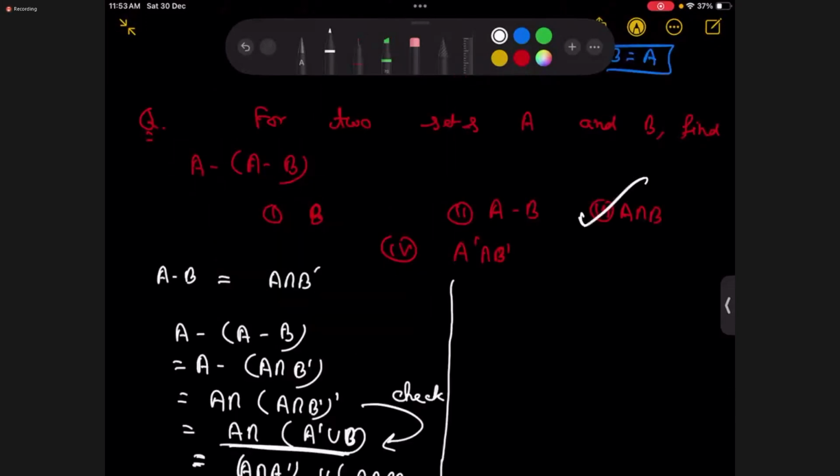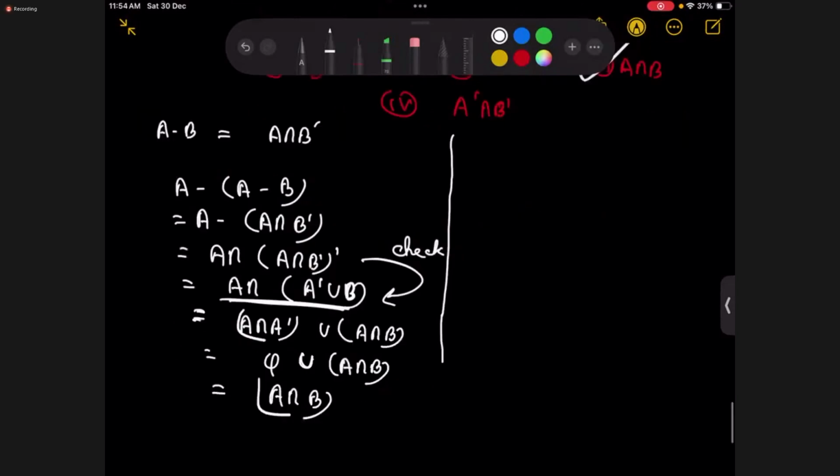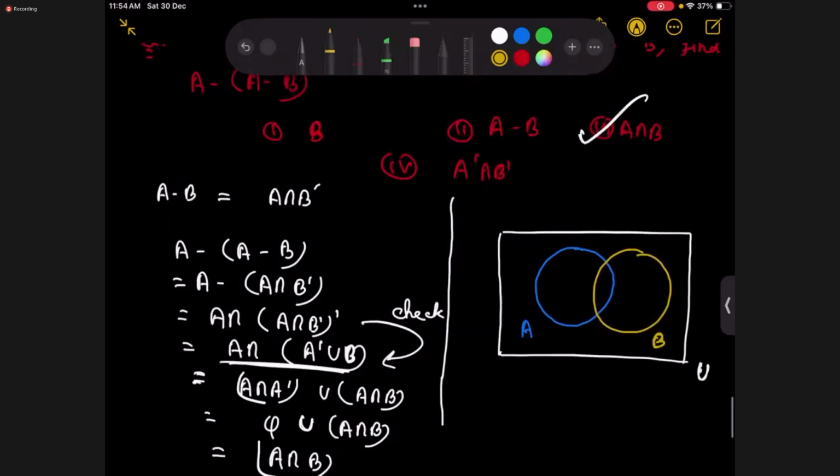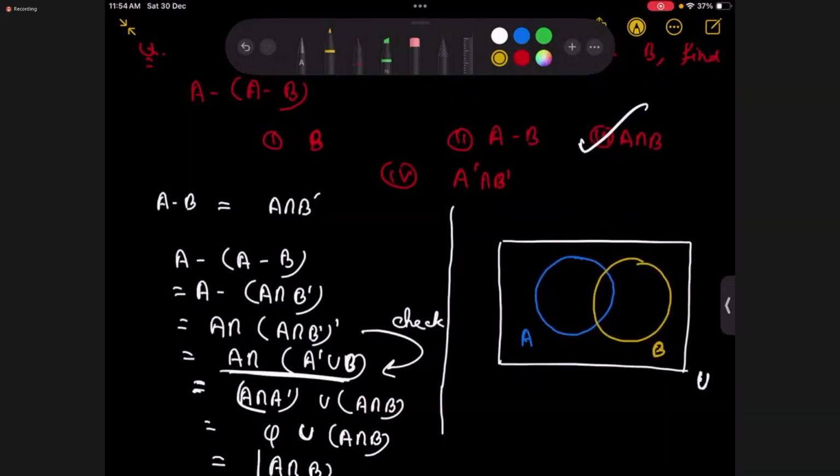Now do it with the help of a Venn diagram. This is the set U. This blue one is our A. This yellow one is our B. Now what are they asking for? A, and A is blue. What about A minus B? Draw it. A minus B is the green portion. This green portion is A minus B. Right?